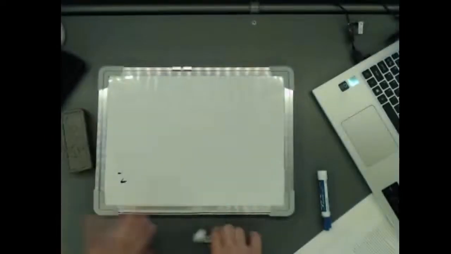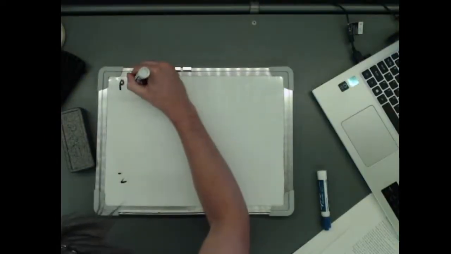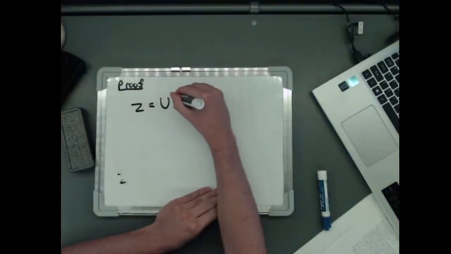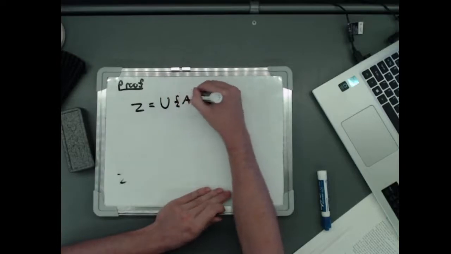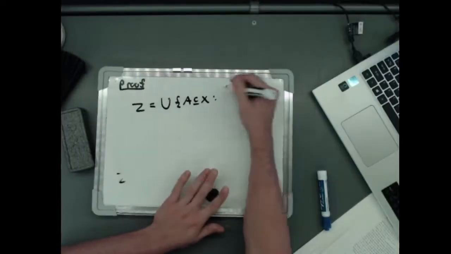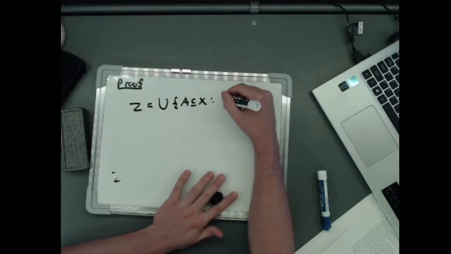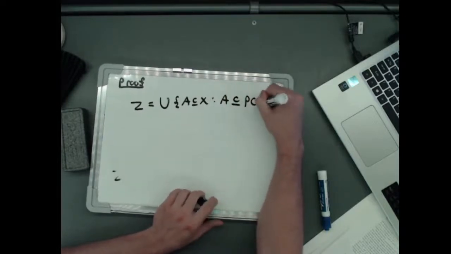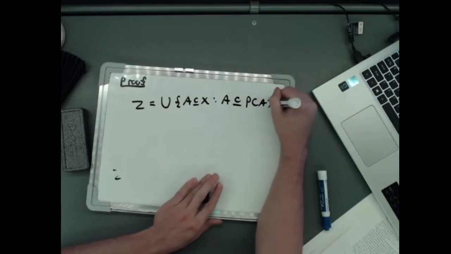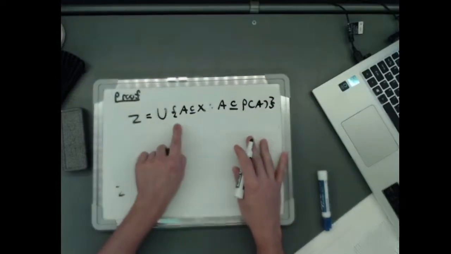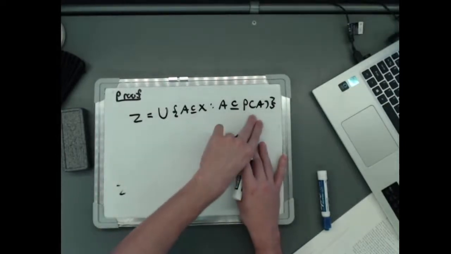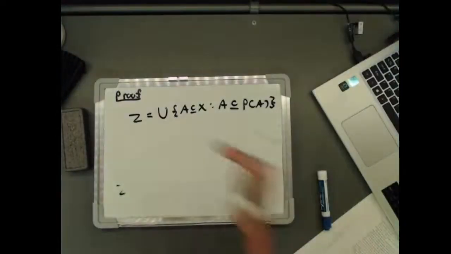Okay. The proof goes as follows. Define Z as the union of all sets A, which are subsets of X, such that A is also a subset of P of A. So we're just taking the union of all subsets A such that when you run them through the function, the function result is bigger than A.